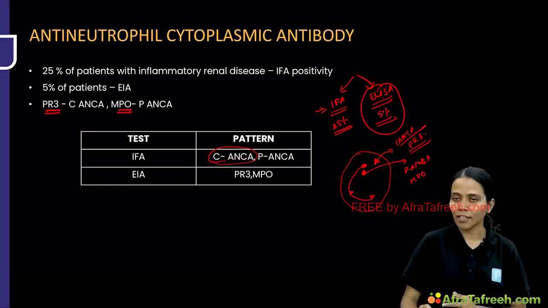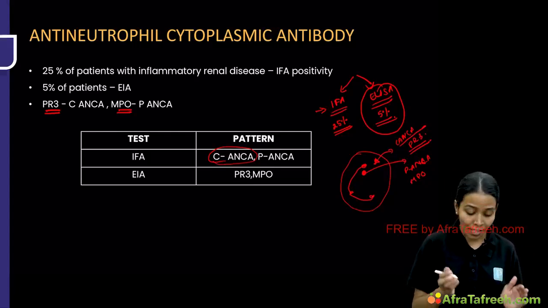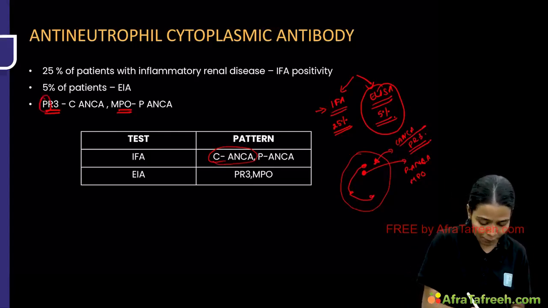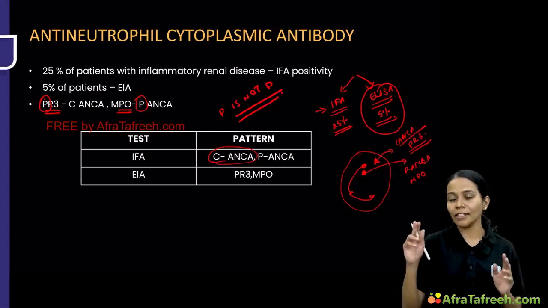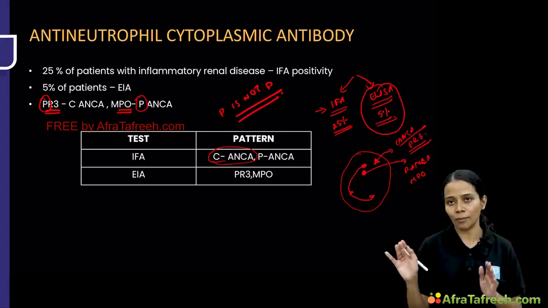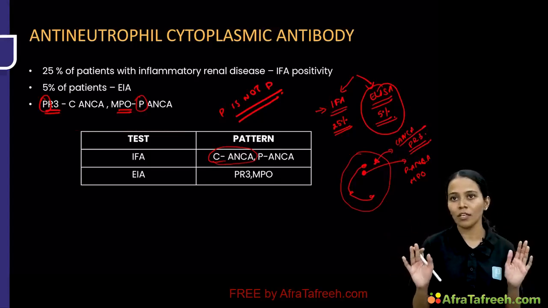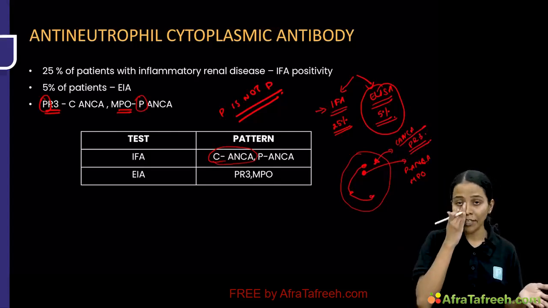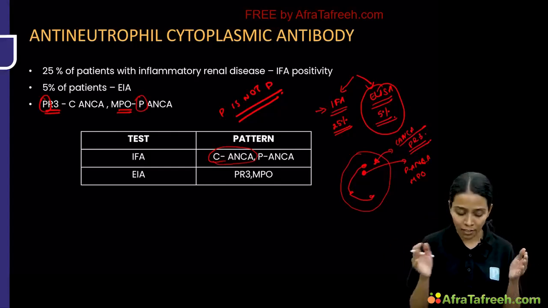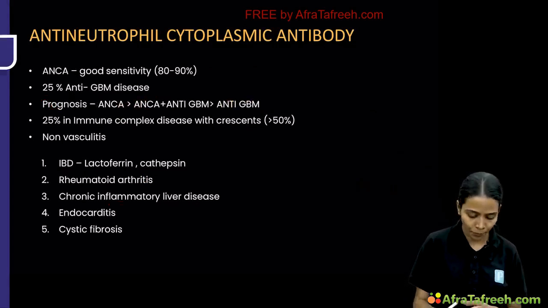Okay. There is a very funny way in which I remember this, which is P ANCA, C ANCA. I just remember PR3 is not P. Okay. If it's confusing, just forget it. You can make your own way of remembering. But PR3 ANCA is not P ANCA. That's how I remember. PR3 ANCA is C ANCA and MPO ANCA is P ANCA. Okay. So this is mostly based on the location. If you're going by IFA, you can detect it as C ANCA or P ANCA. If you're asking for ELISA, you are going to get a report in terms of PR3 or MPO.